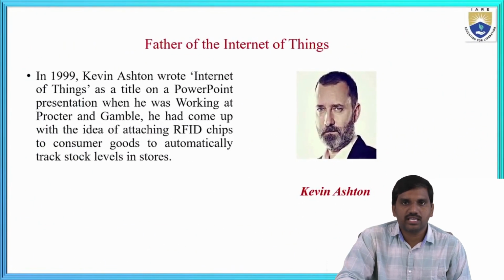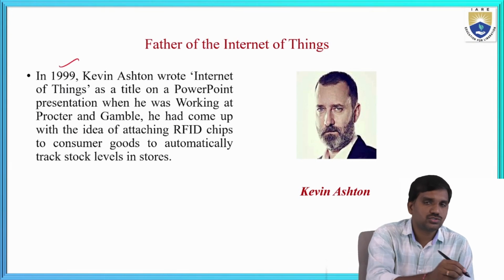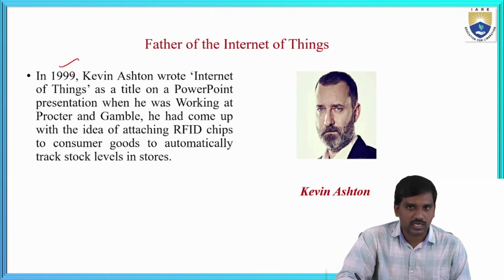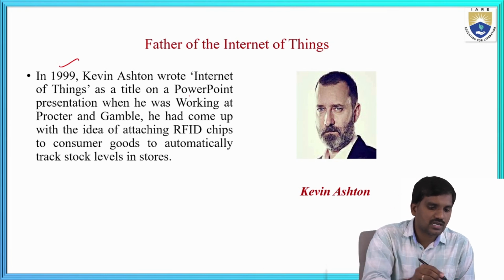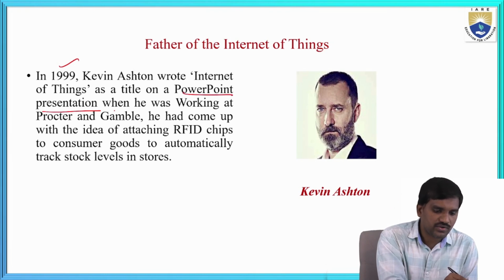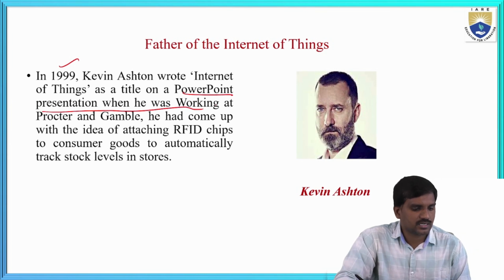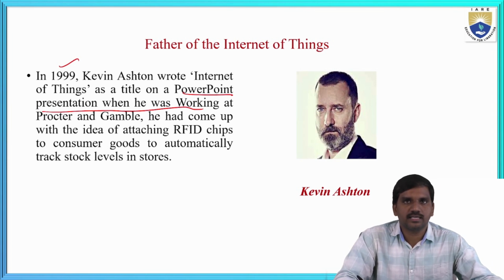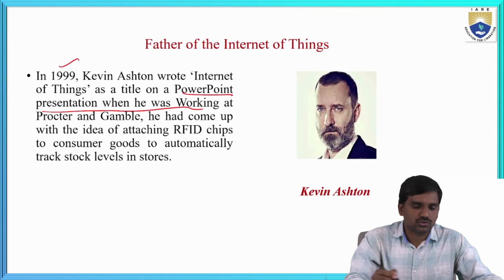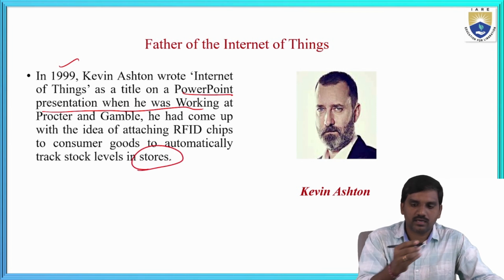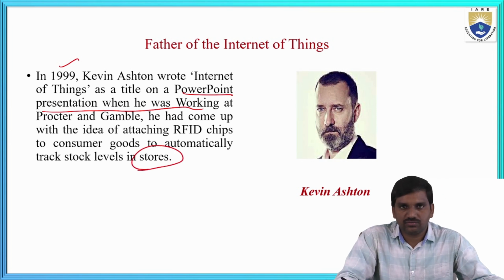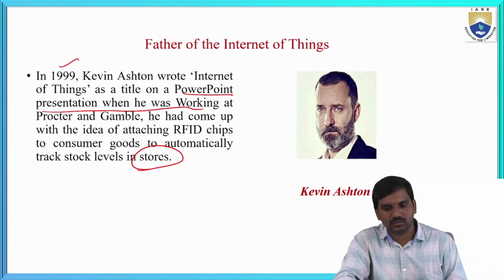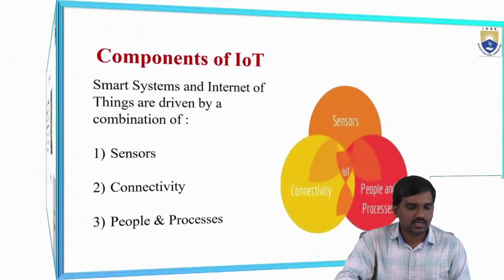Next, the father of IoT, Kevin Ashton. The origin of IoT started in 1999. "The Internet of Things" was the title of a PowerPoint presentation when he was working at Procter and Gamble. He came up with the idea of attaching RFID chips to consumer goods to automatically track stock levels in stores. So from that, the Internet of Things idea came into force.